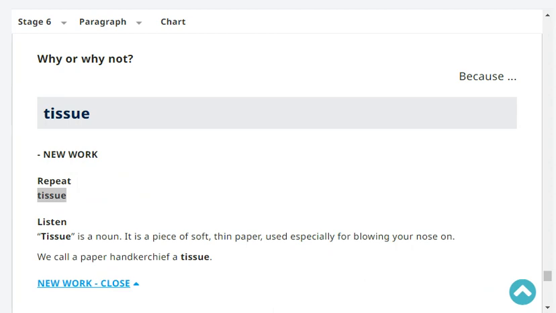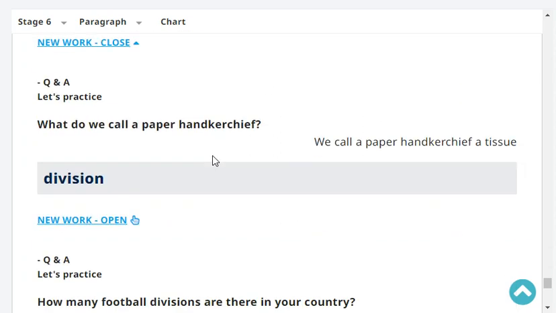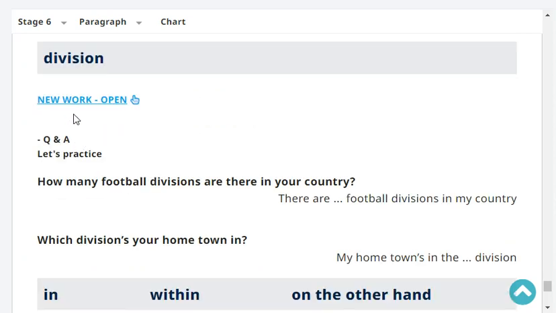The word tissue is a noun. It is a piece of soft, thin paper used especially for blowing your nose on, like this, a tissue. We call a paper handkerchief a tissue. Okay, let's practice. What do we call a paper handkerchief? We call a paper handkerchief a tissue. Very good.